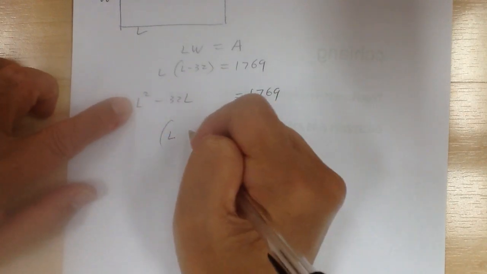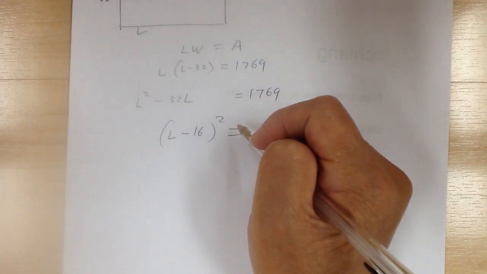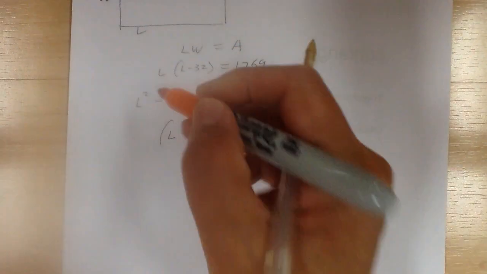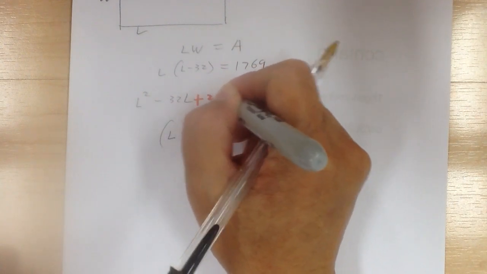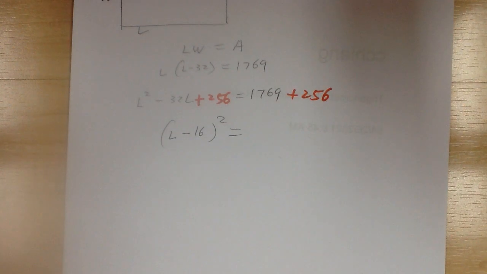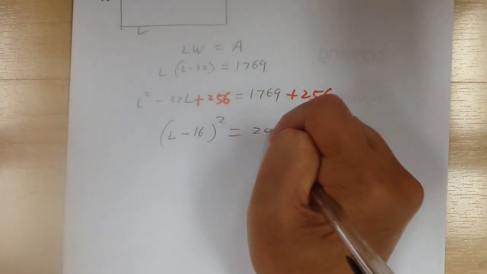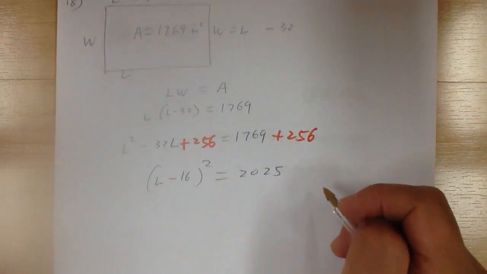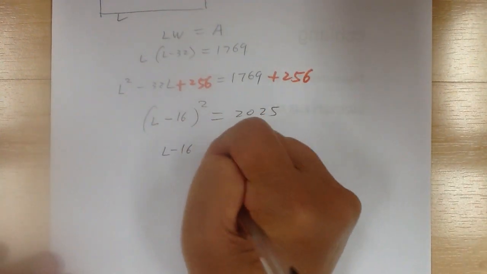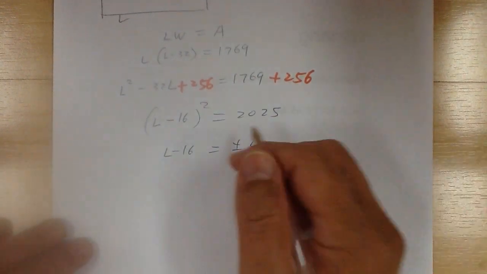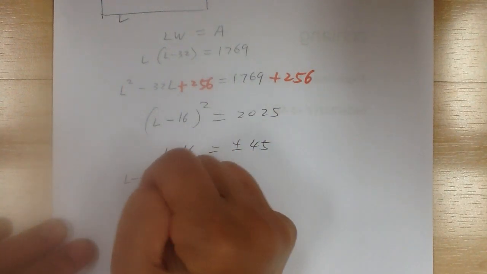So from here you're going to get L, from here you're going to get minus 16. So you square that. Okay, so you need to get plus 256. Okay. So you end up with 2025. Then you take the square root on both sides. So you got L minus 16 equal to plus or minus 45. And then because same kind of numbers you have to separate to simplify.